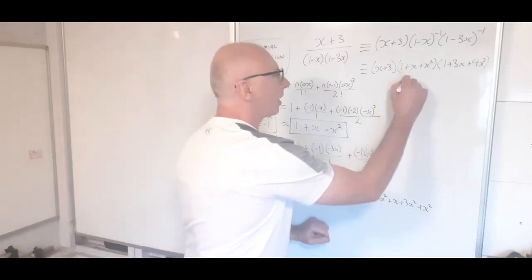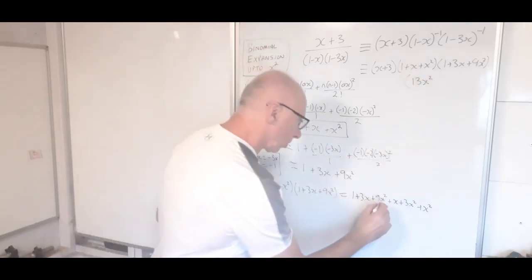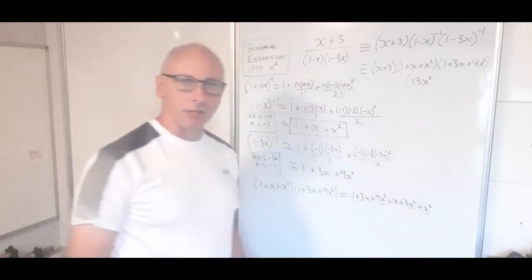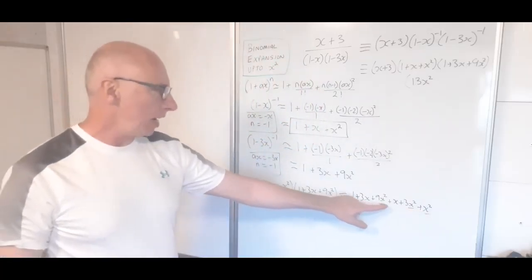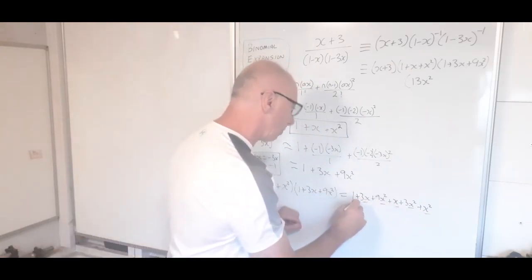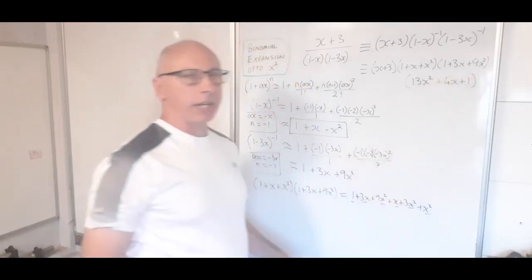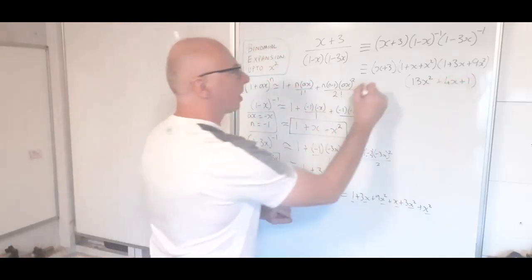So let's just write that here. I've got 13x squared. That's my squared terms. I'll just underline them as I've done them. Then I've got 3x and x, which just gives me 4x. And then just the 1. Okay, so now I'm just going to FOIL that with the x plus 3.